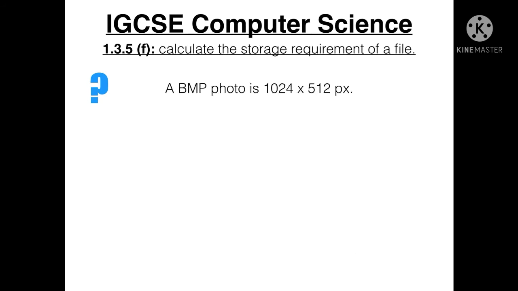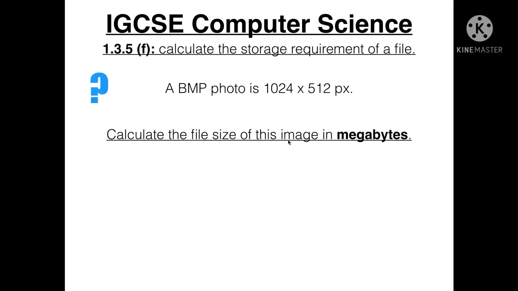An image question. A BMP photo is 1024 by 512 pixels. Calculate the file size of this image in megabytes. Sometimes they ask you to convert to megabytes if your answer is in bytes, and they do that quite frequently. Now here's the thing. You're not allowed a calculator on the exam, and unless you're really, really good at math, it's going to be pretty hard to convert from bytes to kilobytes to megabytes and so on. Dividing by 1024 can be quite hard.